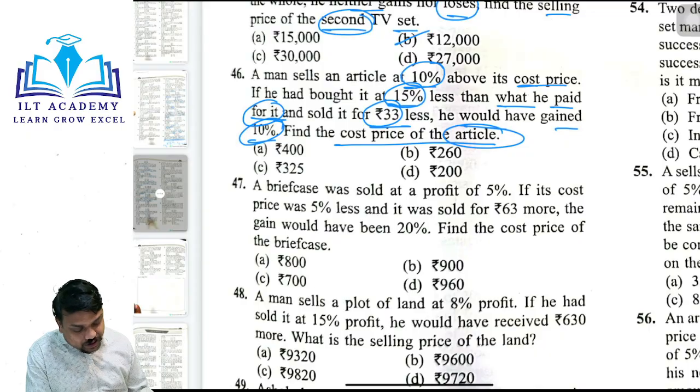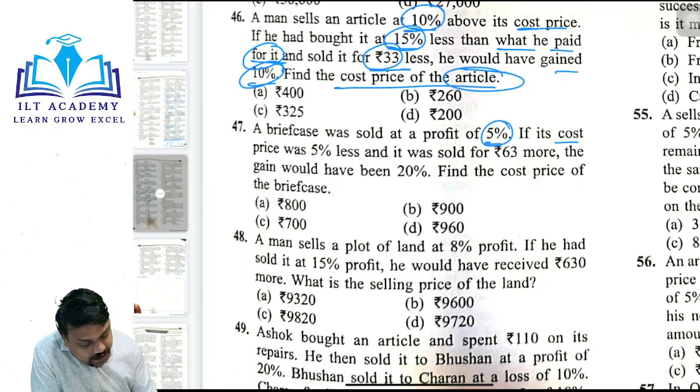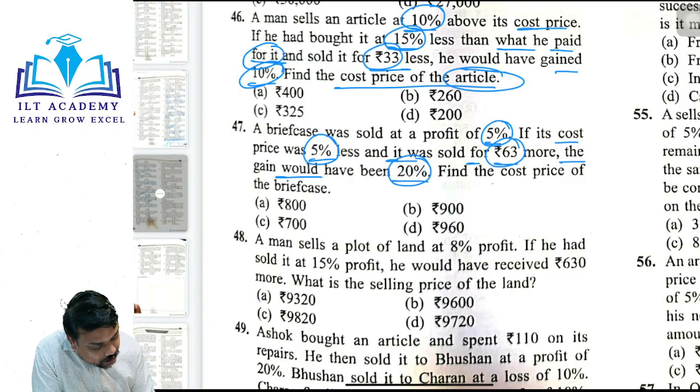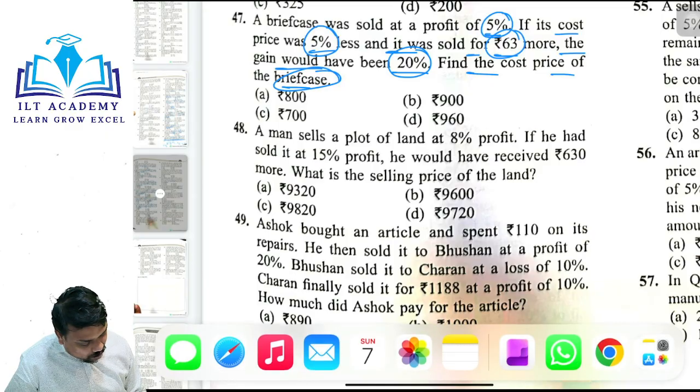Now next question, if you see 47th one. A briefcase was sold at a profit of how much? 5%. If its cost was 5% less, it was sold for 63 rupees more, then he would have gained what? 20%. So find the cost price of briefcase. Same to same model. Okay. अब क्या करना 47th question में? So one by one.